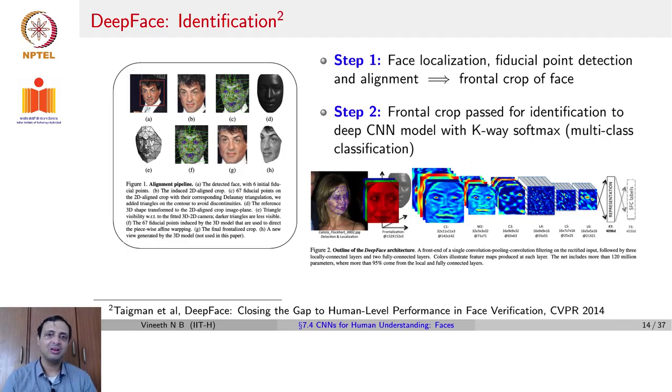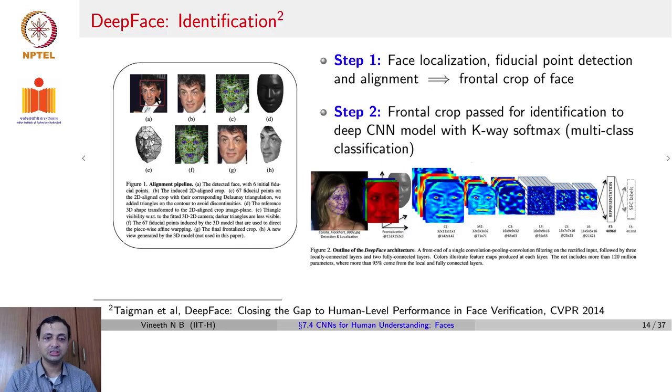Now we'll move on to some of the recent efforts that have used CNNs to perform face identification and verification. One of the first efforts in recent years since the success of AlexNet was DeepFace, which was published in CVPR of 2014, which first performed a pre-processing step which included face localization, fiducial point detection, and alignment to get a frontal crop of the face.